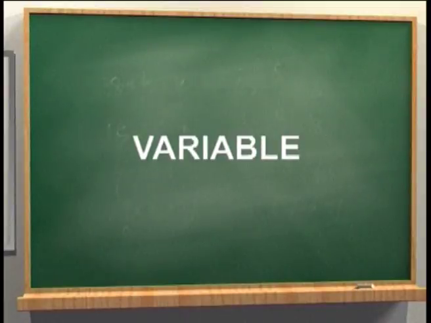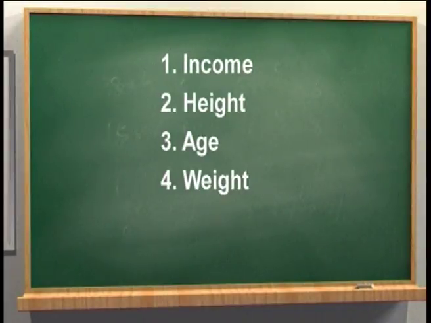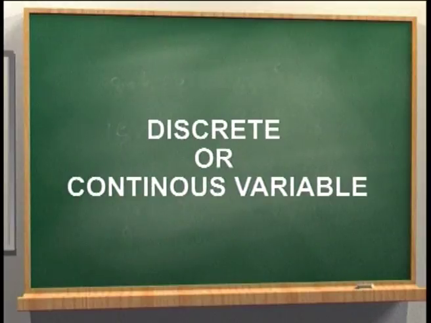What is a variable? A variable in statistics means any meaningful or measurable characteristic or quantity which can assume a range of numerical values within certain limits. Example: income, height, age, weight, wage, price, etc. A variable can be classified as either discrete or continuous.